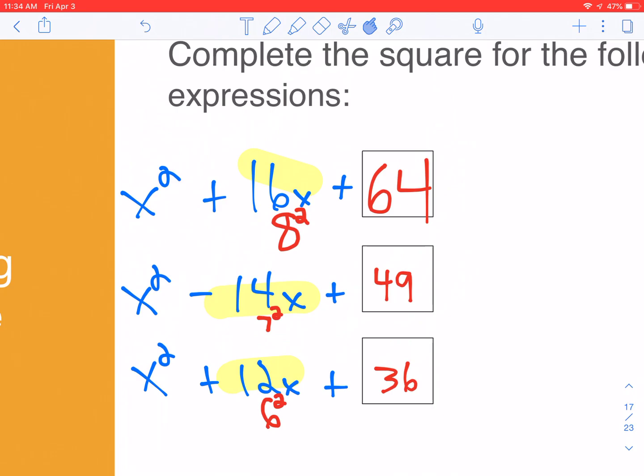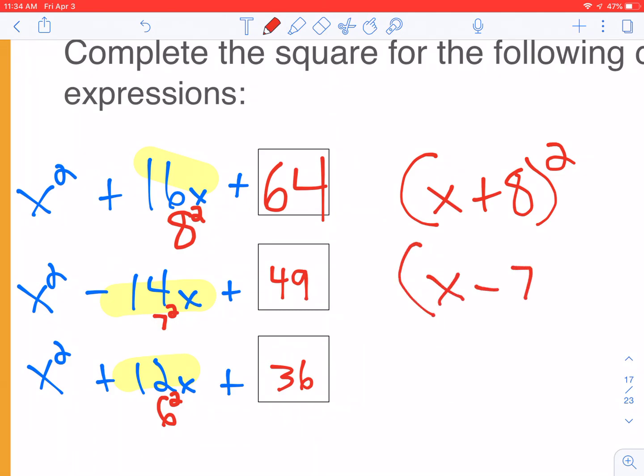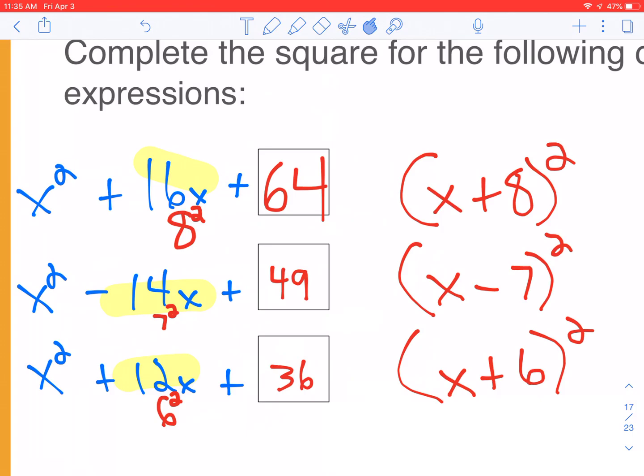Well, when we complete the square, we can rewrite this as a factored (x + 8) squared. So you're really just taking whatever was half of 16 and putting it there. Whatever's half of 14, we're going to put it there, (x - 7) squared. And then down here we're going to take whatever half of 12 is, and that's going to be (x + 6) squared. That's what's called completing the square. And we're going to use that to evaluate these formulas down below.